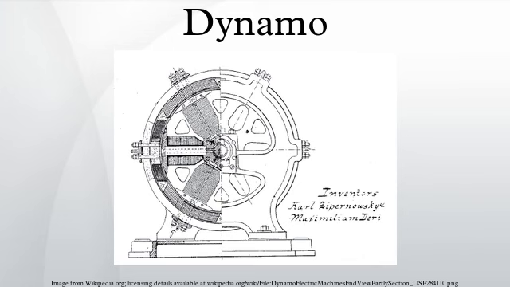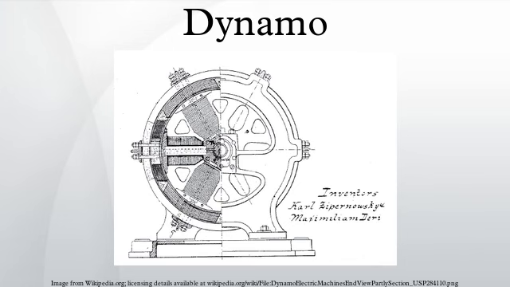On small machines, the constant magnetic field may be provided by one or more permanent magnets. Larger machines have the constant magnetic field provided by one or more electromagnets, which are usually called field coils.